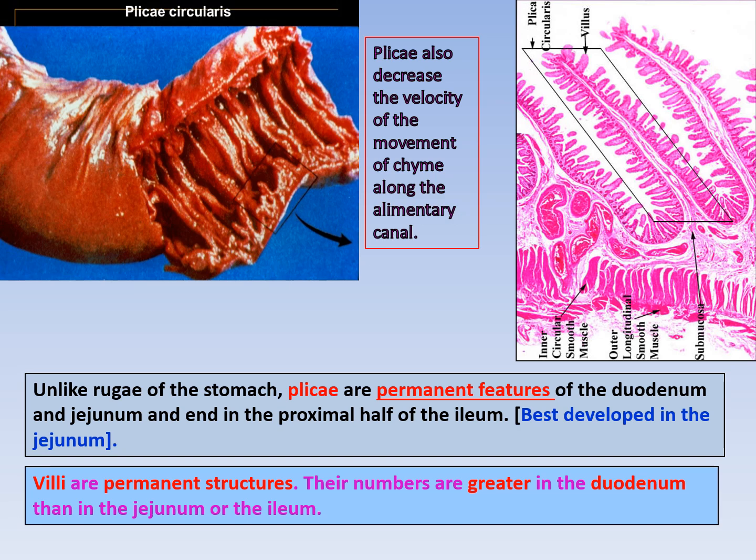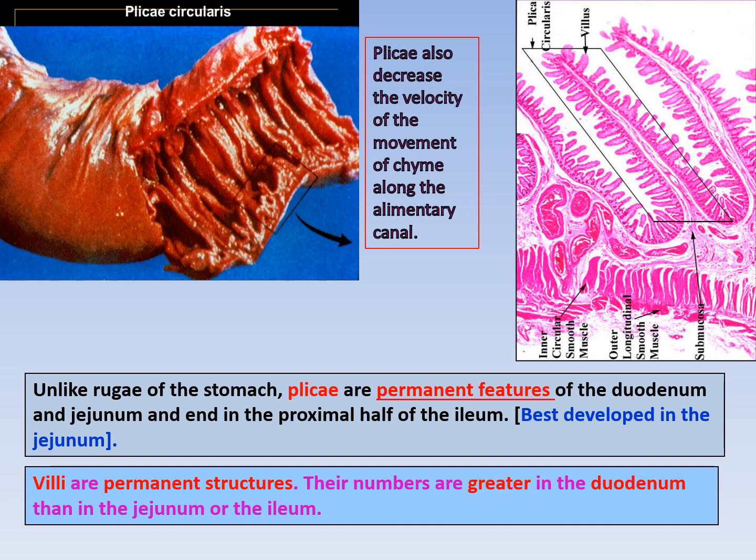Now let's see a live naked-eye appearance when we open the small intestine. When we open the small intestine, we find that there is a fold. This fold is called plicae circularis. This is maybe similar to the rugae of the stomach. Do you remember the rugae of the stomach? But rugae were just a fold, and they can be lost due to extension of the stomach. But this plicae circularis is a permanent feature.